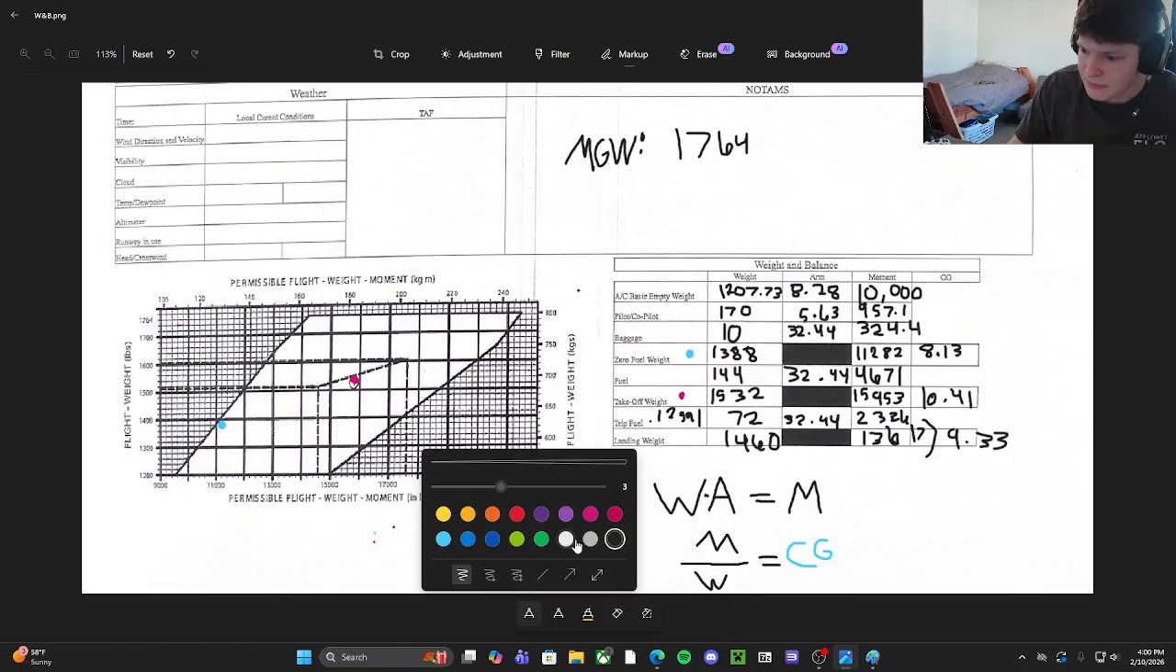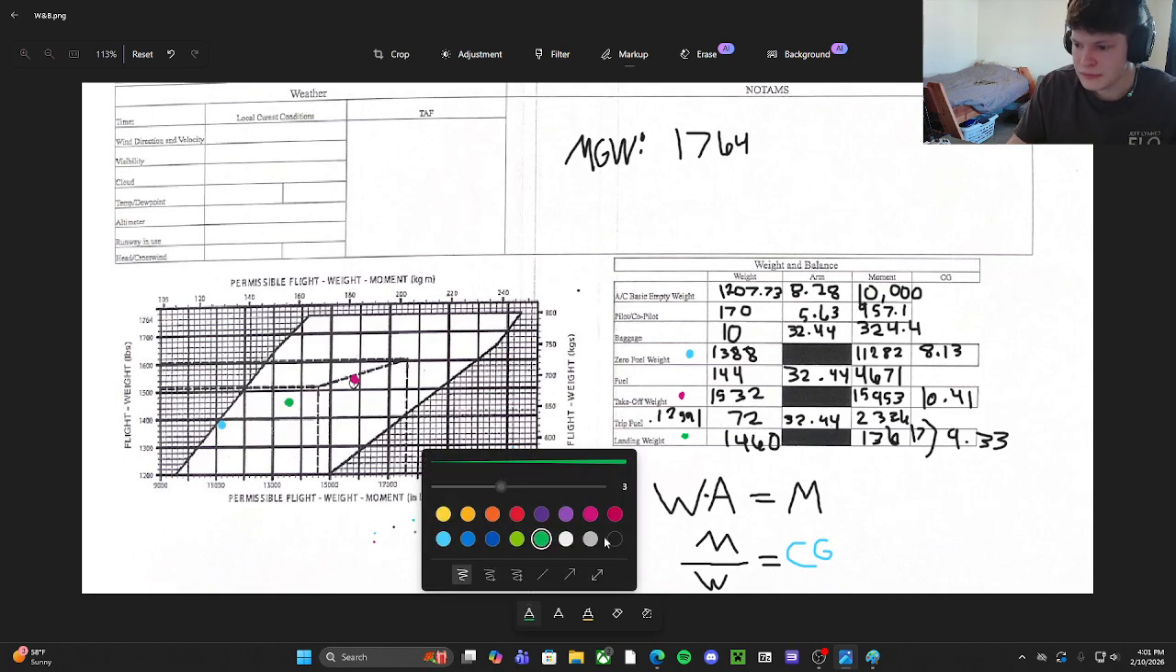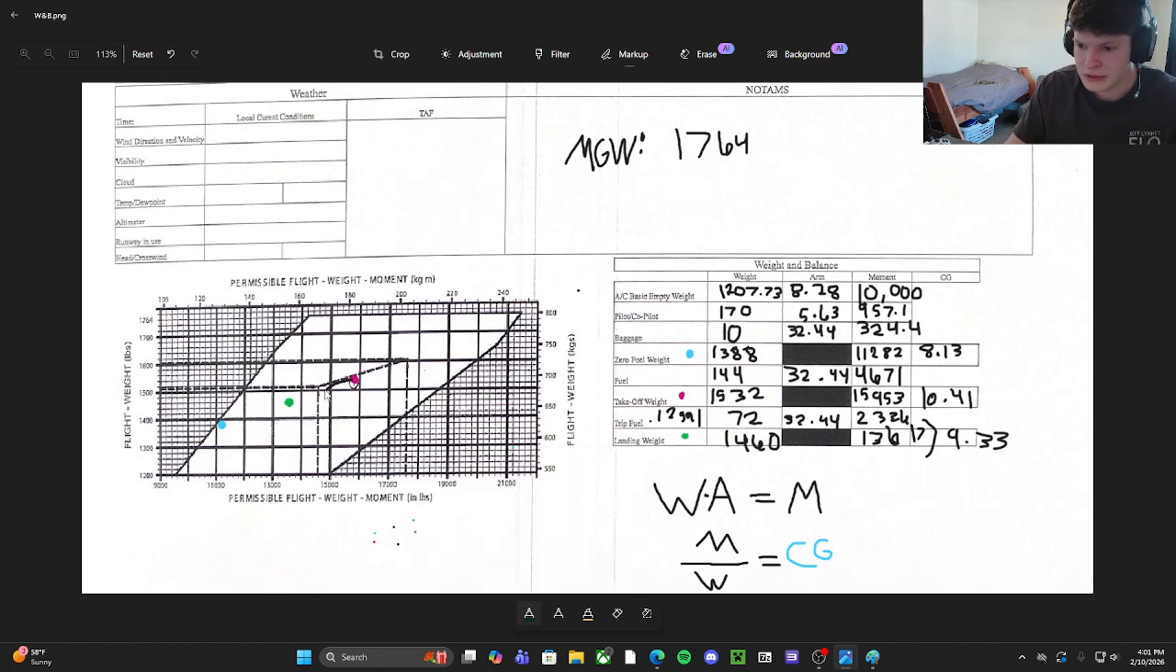So now we can chart with this color right here, nice little green color, what our landing weight is on this point. So we've got 1460 right in there, and then 13617. It'll be right around in here. So now we can see that there's a nice little line that we can draw, and this is what our flight's going to look like from the point of takeoff right here all the way to the point of if we had zero fuel.